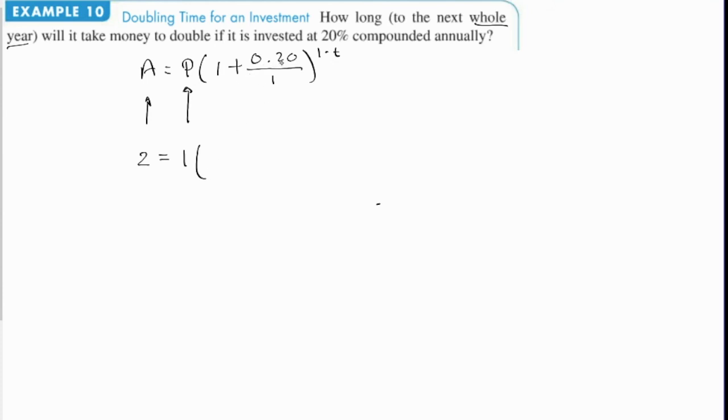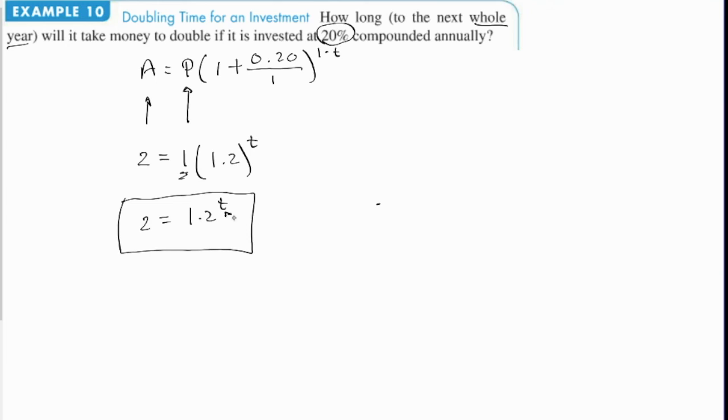1 plus 0.2 over 1 simply reduces to 1.2, and 1t becomes a t up here. Now anything times 1 is itself, so I can say 2 is equal to 1.2 to the t, and now we will solve for t to find out how long it takes money compounded annually to double with a 20% rate of return.